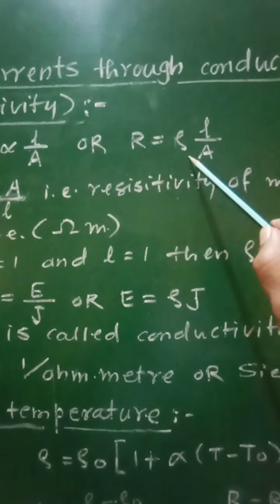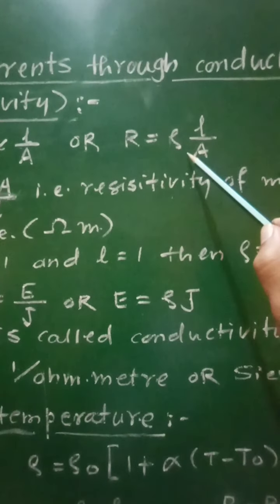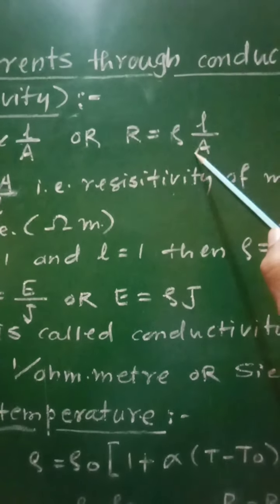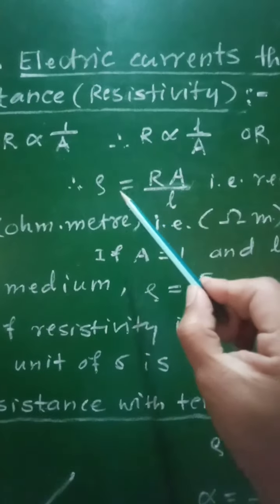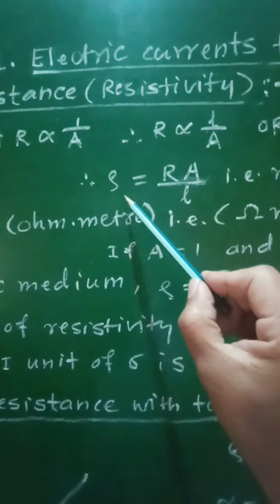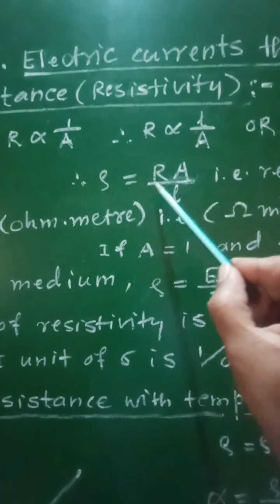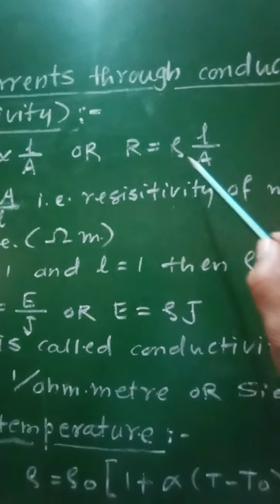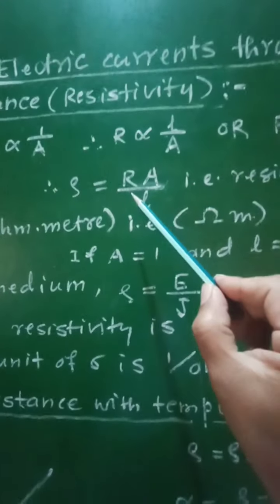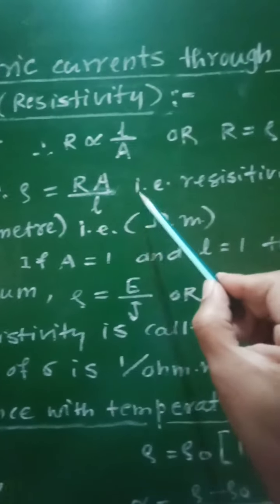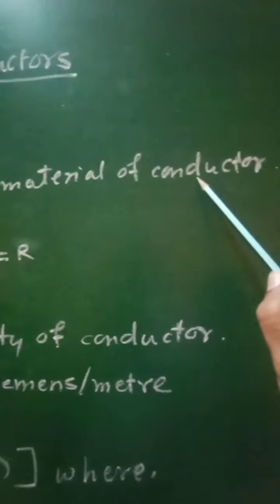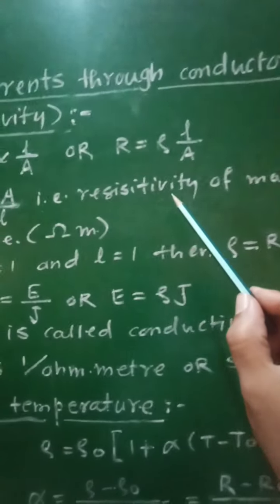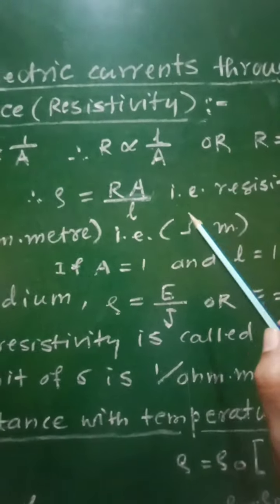So rho represents the specific resistance or resistivity of the material of that conductor, and therefore from this equation the specific resistance or resistivity rho will be equal to RA upon L. This represents the resistivity of the material of that conductor, or the specific resistance of the material of that conductor.